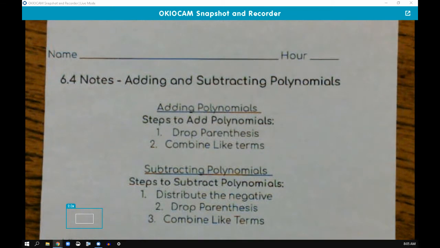So today we're adding and subtracting polynomials. Everything about adding and subtracting is almost exactly the same as combining like terms, which is what we did back in 6.1.